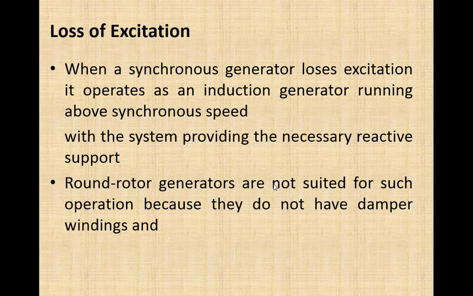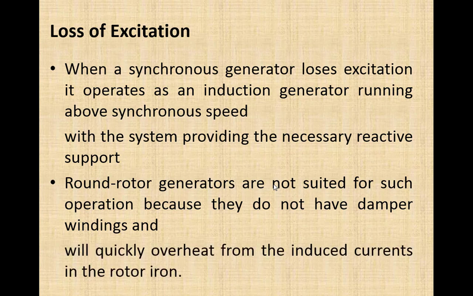Round rotor alternators are not designed for such operation because they do not have damper winding and will quickly overheat from the induced current in the rotor iron. So the rotor will start getting heated up in the case of a round rotor machine. But in the case of a salient pole generator, the salient poles also have the damper winding on the pole face. So they can carry that induced current up to a limited level, and their operation can be tolerated even for a longer duration as compared to round rotor machines.